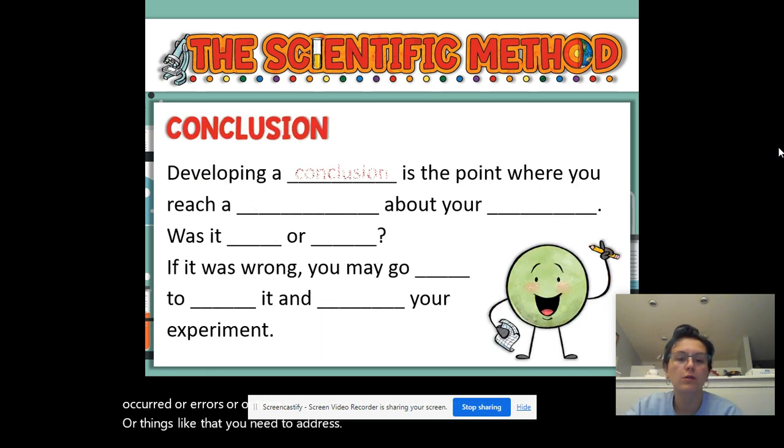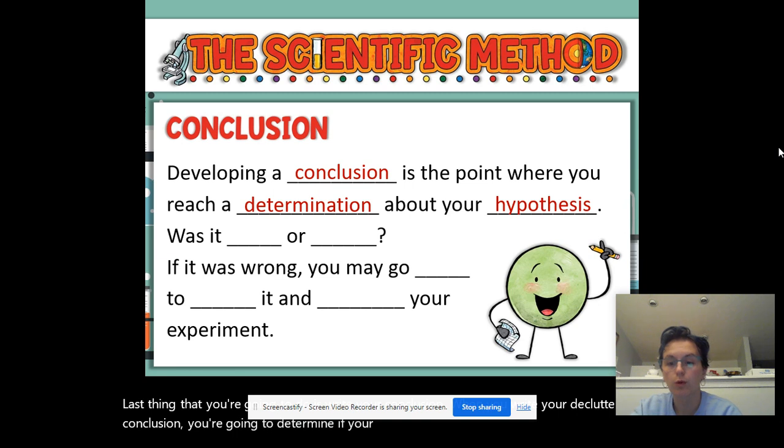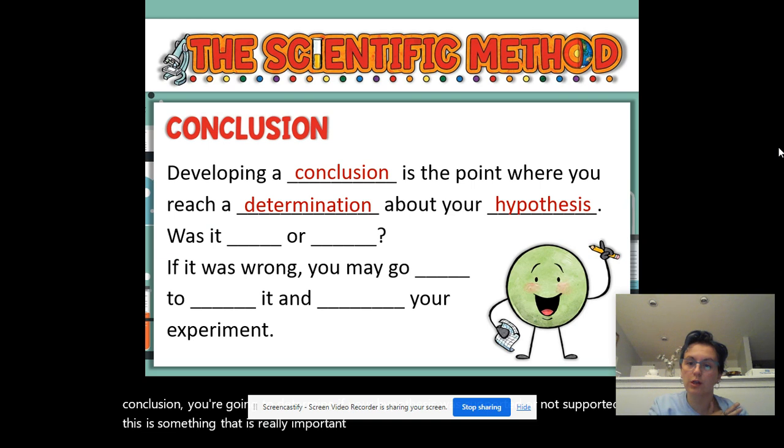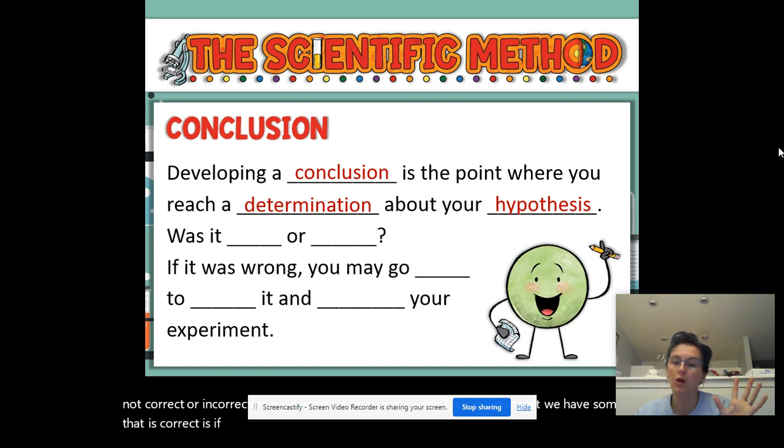Last thing that you're going to do is write your conclusion. When you write your conclusion, you're going to determine if your hypothesis was supported or not supported. Now, this is something that is really important to me, and I need you to understand this. A hypothesis is not correct or incorrect. It is supported or not supported. The only way that we have something that is correct is if it's a scientific law. All right. So a hypothesis is a theory. So it's not that your theory is correct, it's that it is supported by evidence.